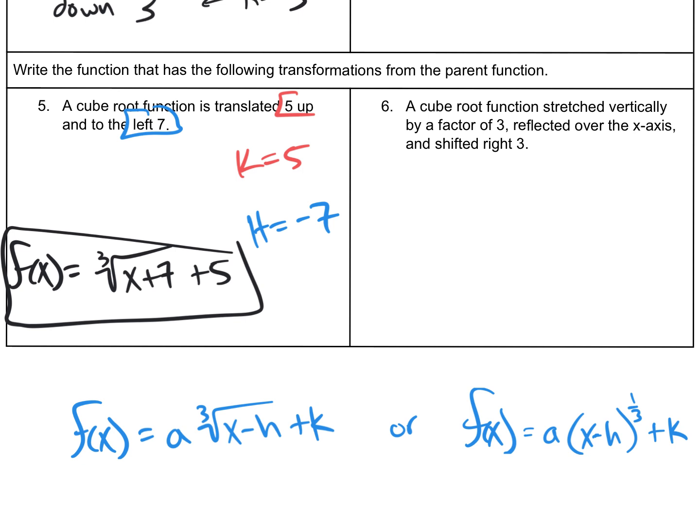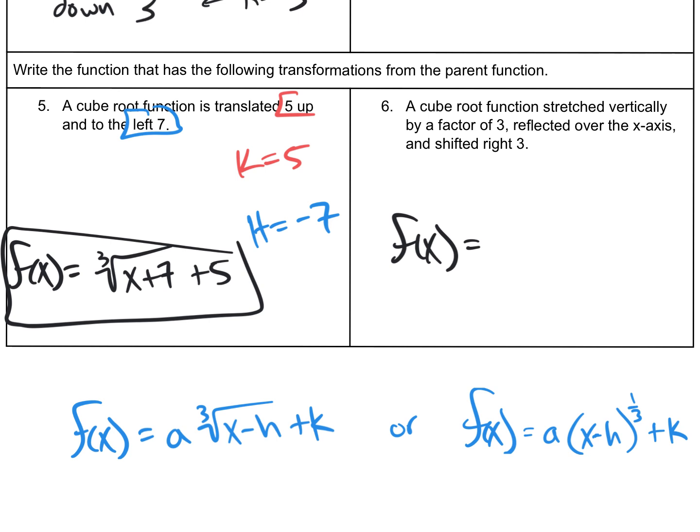Look at number 6. It says a cube root function stretched vertically by a factor of 3, reflected over the x-axis, and shifted to the right 3. So just to show you, we could put these in either of these forms. We'll use our fractional exponent of 1/3 here.